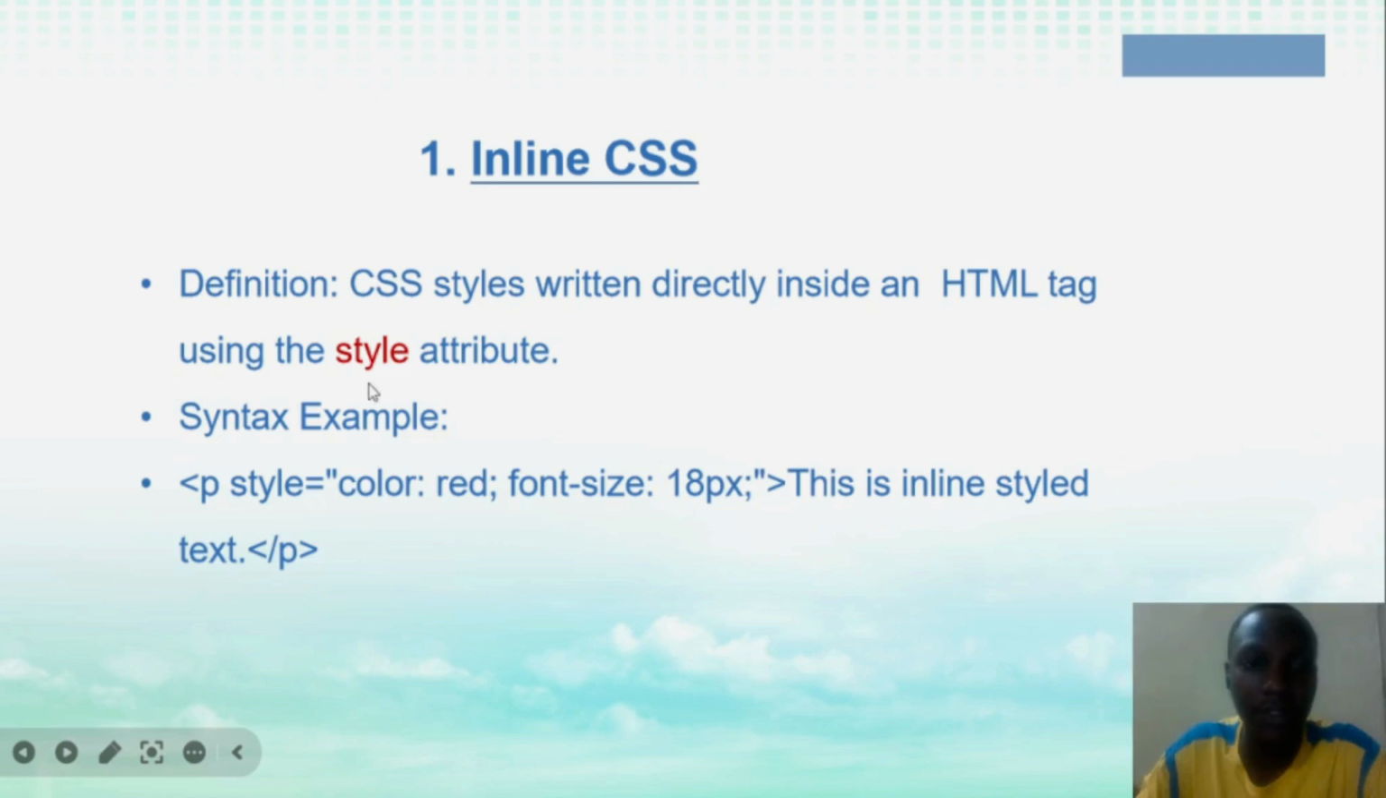For the syntax example, as you can see here, the code opens a paragraph tag with a style: color red, font size 18 pixels. This is just an inline style, so it will only be shown within the given tag, only for this tag. We'll see how it works specifically within the activity, but this is how the syntax looks.